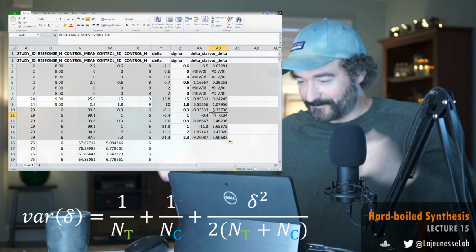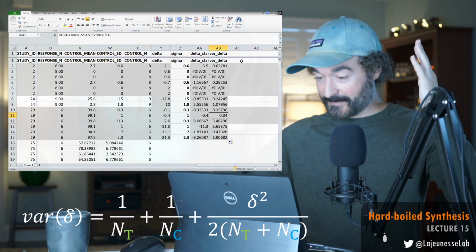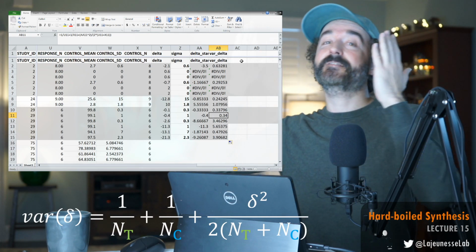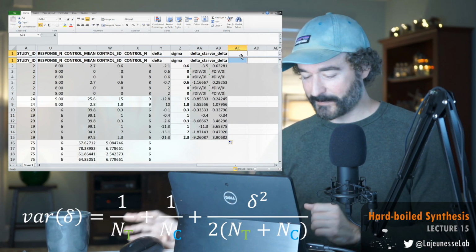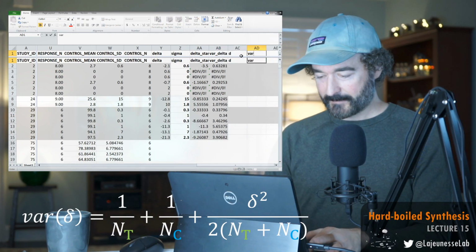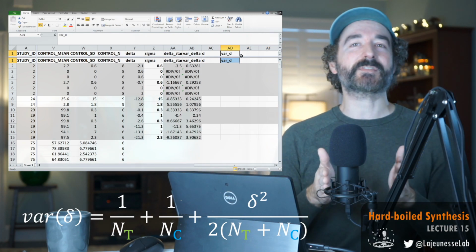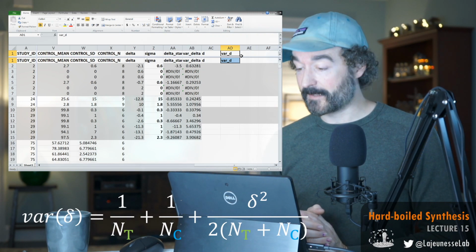But we still do it. Okay, so we got the variance. Now, finally, we're going to correct the delta, correct the variance, and then we'll finally have our effect sizes. So this will be called D, and then finally var D. And these two columns here is what we're going to plug into the stats for meta-analysis.